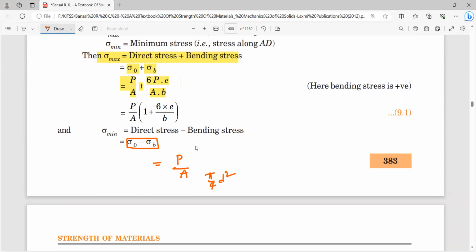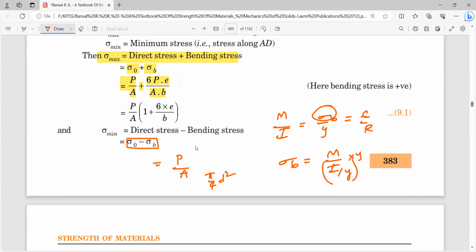So bending stress, how to calculate bending stress? M by I. From the bending equation, M by I = sigma by y = E by R. So from this you can calculate bending stress sigma B. Sigma B, the bending stress, is equal to M by I into Y. So we can write like this.